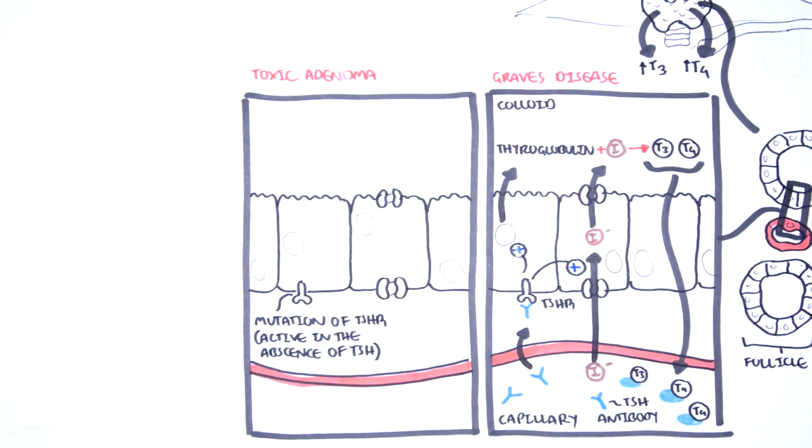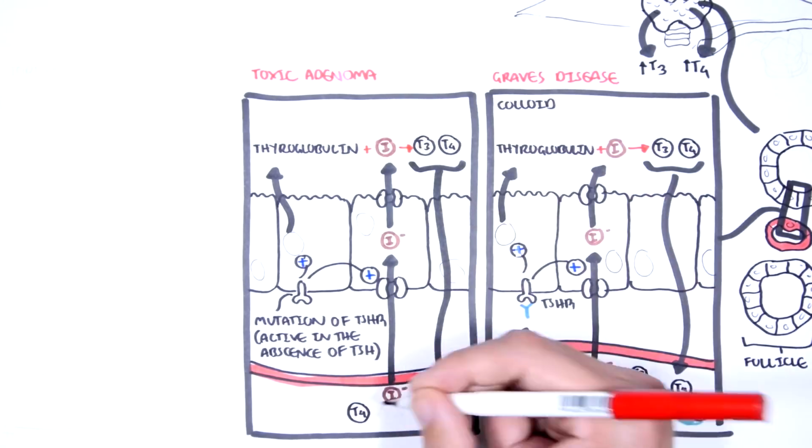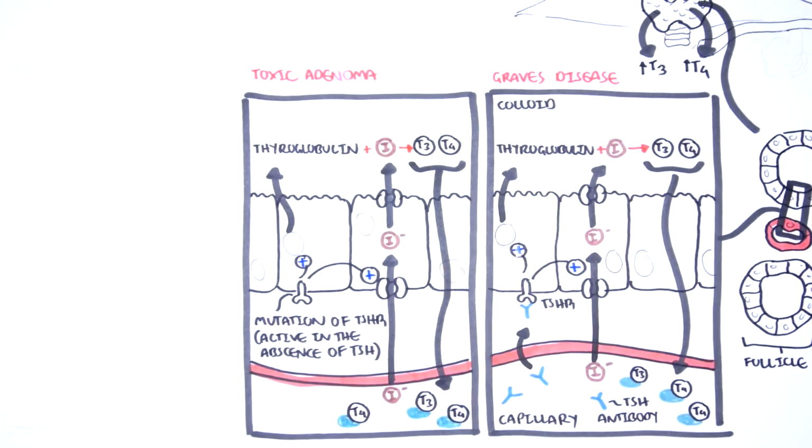This means more thyroglobulin, more iodine in the colloid. This means more T3 and T4 can be produced. More T3 and T4 enter circulation, resulting in hyperthyroidism.